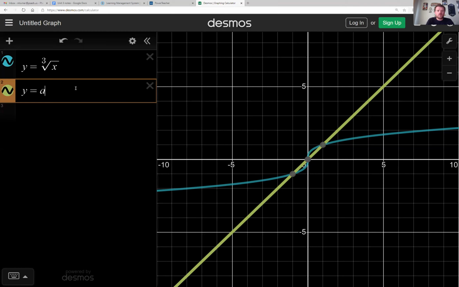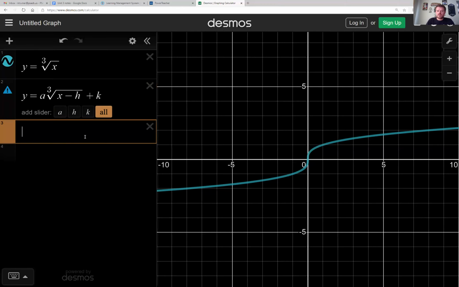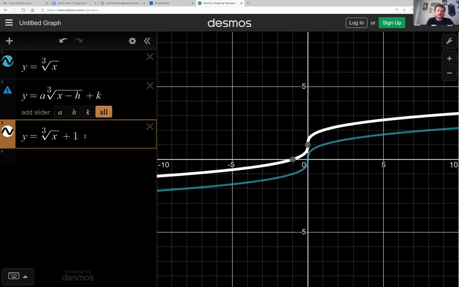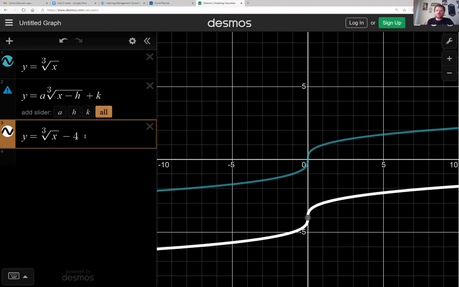If I write out the full cube root function, it's going to be a times cube root of x minus h plus k. And just like on all the previous sections, what does k do? K moves it up. So if I have cube root of x versus cube root of x plus 1, it moves it up 1. To move it up 5, it'd be cube root of x plus 5. If I want to move it down, cube root of x minus 2, to move it down 2. If I want to move it down 4, cube root of x minus 4. K is always the same for all these function families.